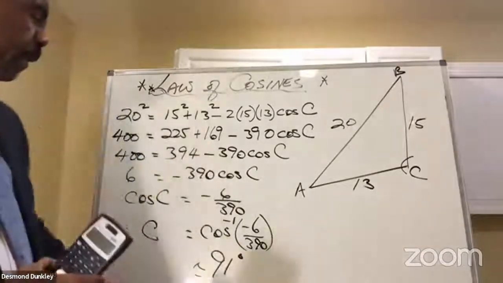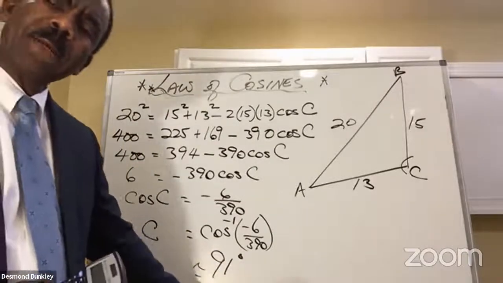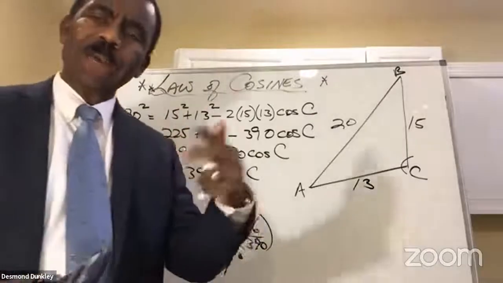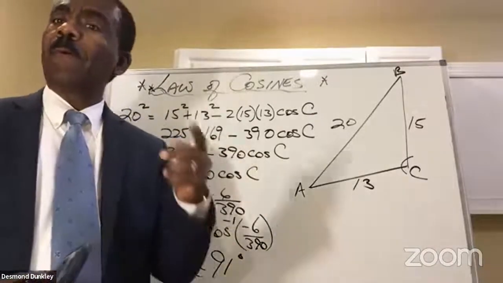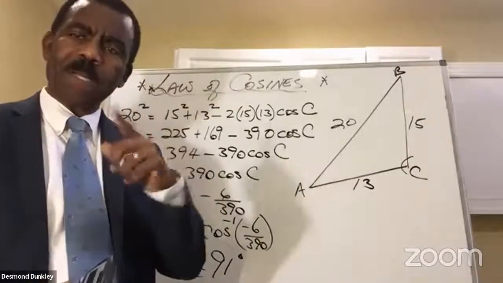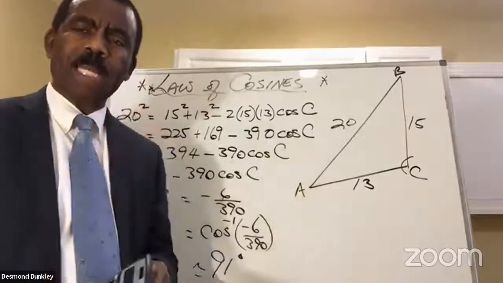That's it. I knew it was going to be an angle bigger than 90 because it is negative. We will discuss that another day when we talk about which trig function is positive in which quadrant. That's a different conversation. We're not getting into that today.